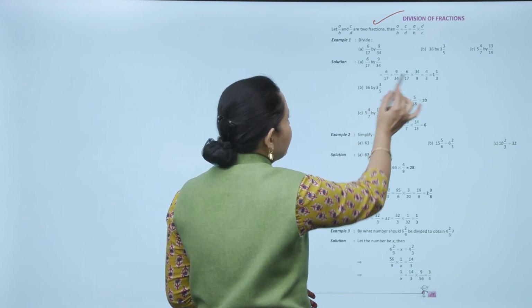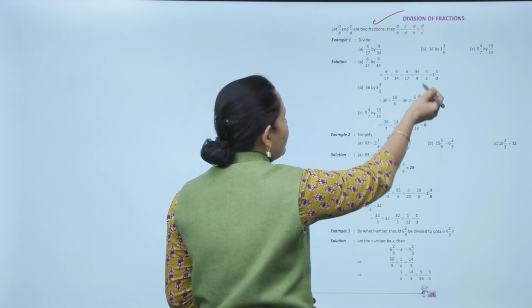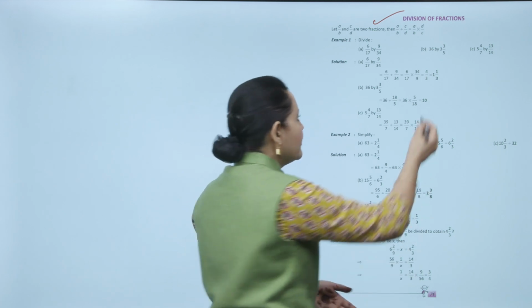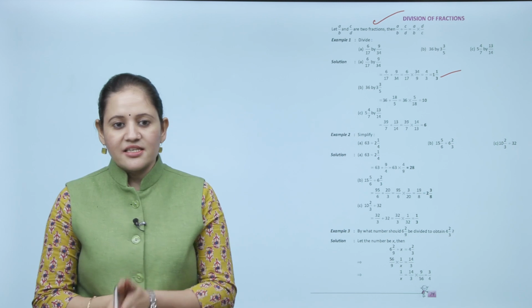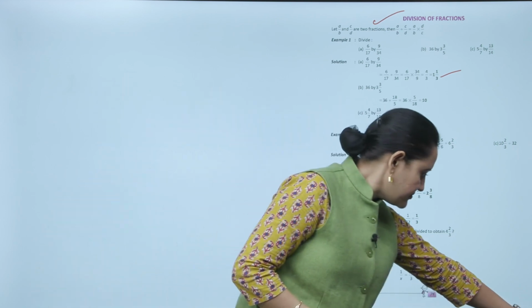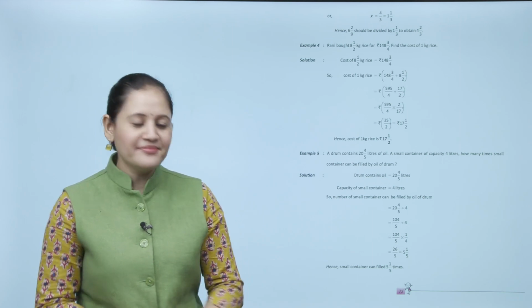6 upon 17 मल्टीप्लाई, रेसिप्रोकल हो जाएगा, 34 ऊपर आ जाएगा, 9 नीचे करेंगे तो 4 upon 3. इसे इम्प्रॉपर फ्रैक्शन से मिक्स में चेंज कर देंगे, 1 by 3. दैट विल बी आवर आंसर. क्लियर? Some more examples are given here. Do practice them.